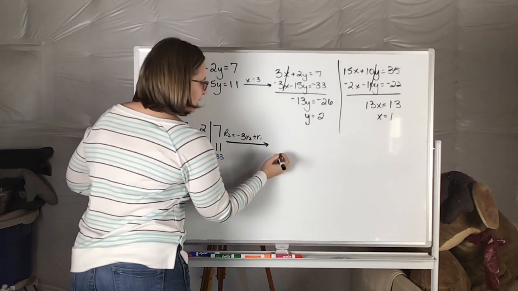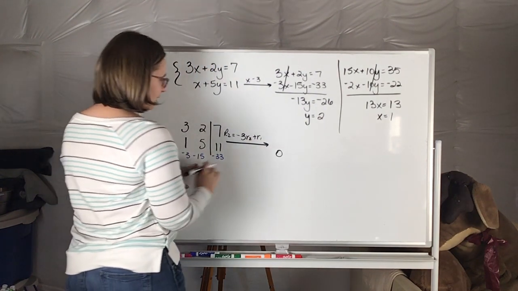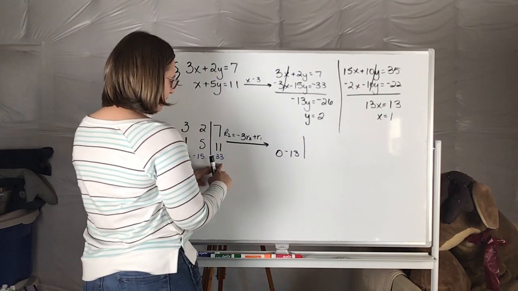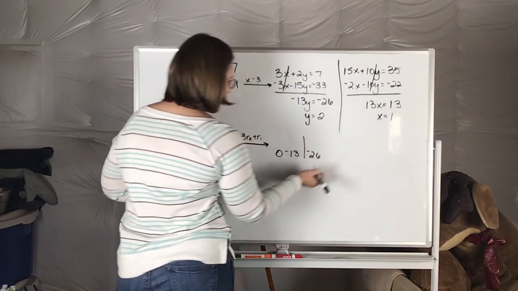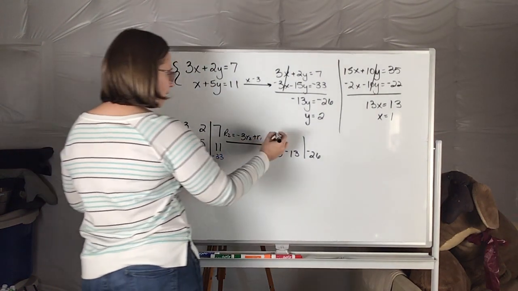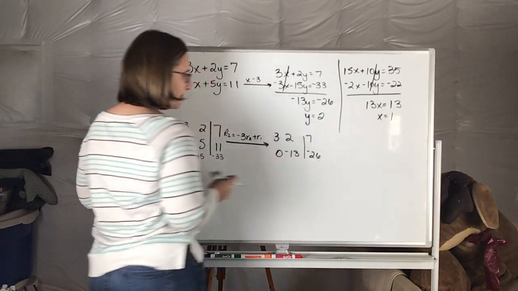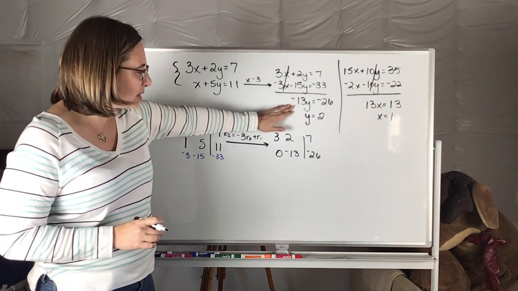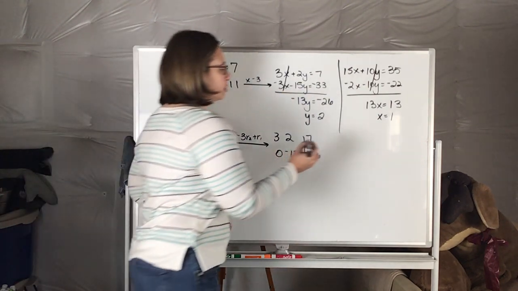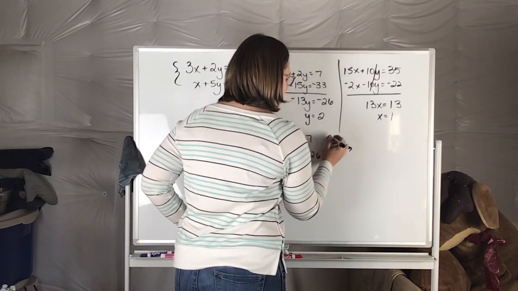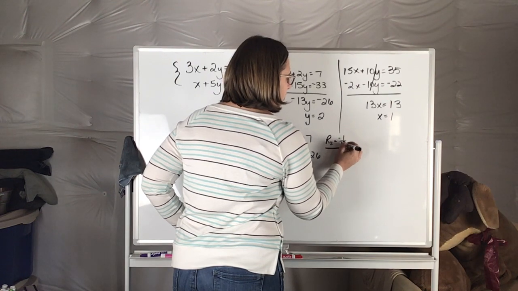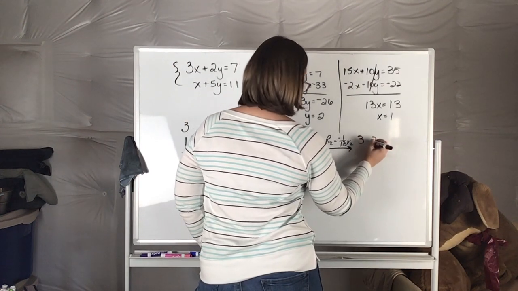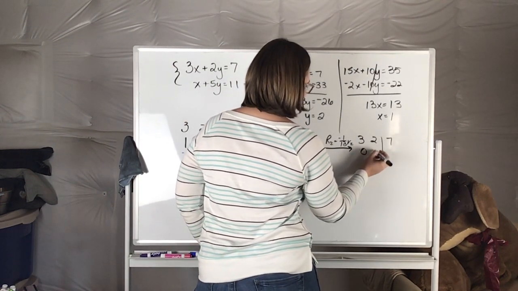3 plus -3 is 0. 2 plus -15 is -13. And 7 plus -33 is -26. And I'm not giving a command for row 1, so row 1 is going to stay the same. Okay? That gets me right to here. I'm not really going to divide by -13, I'm just going to multiply by -1 over 13. So row 2 equals -1 over 13 row 2, to get me to the y equals 2. So that gives me 3, 2, 7, 0, 1, 2.